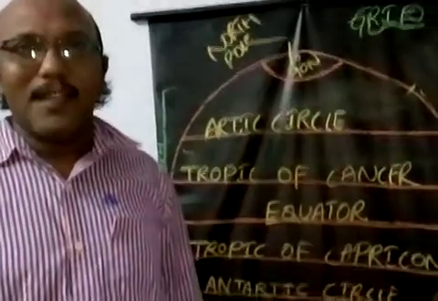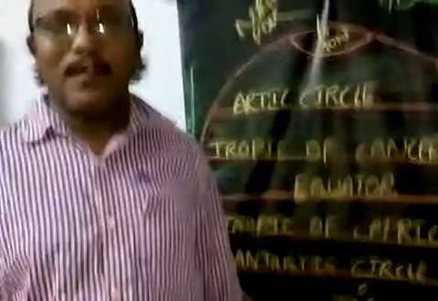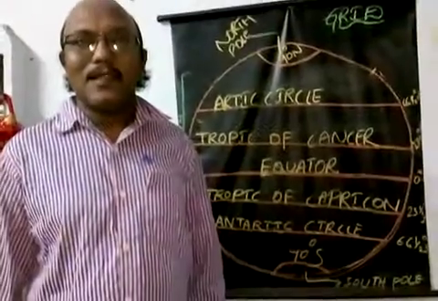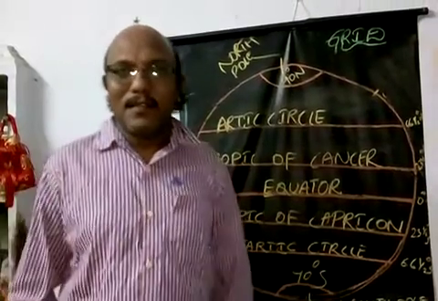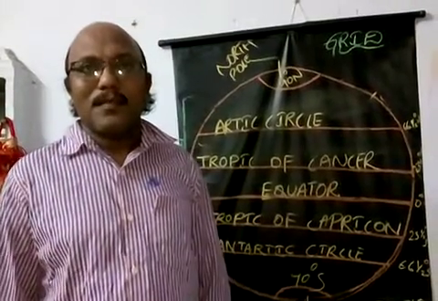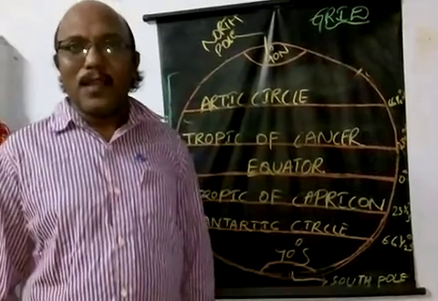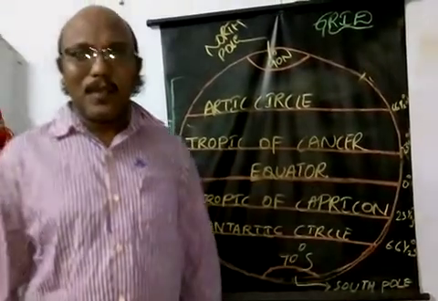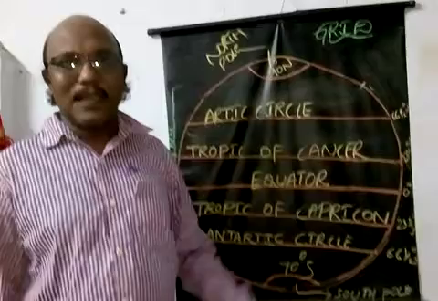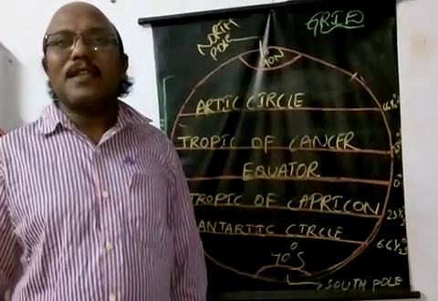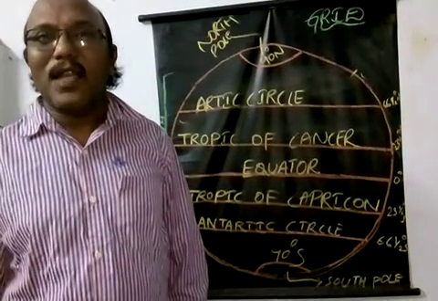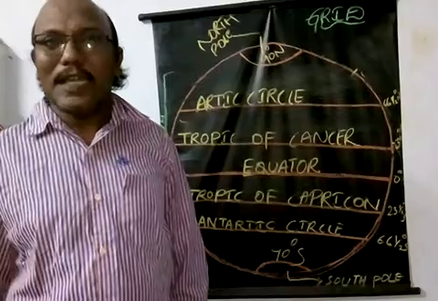Students, in the last class we already talked about the internal structure of the earth, that is crust, mantle, core, inner core, and outer core. Now today we are going to discuss the grid. A network of latitudes and longitudes drawn on a globe is called a grid.